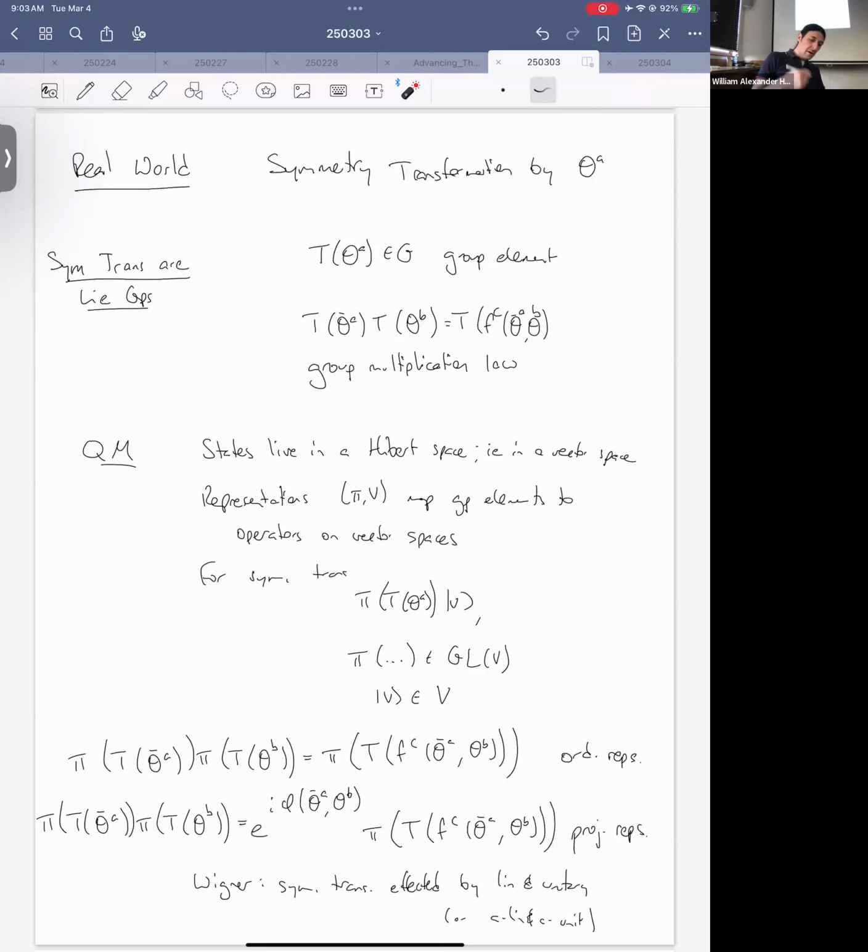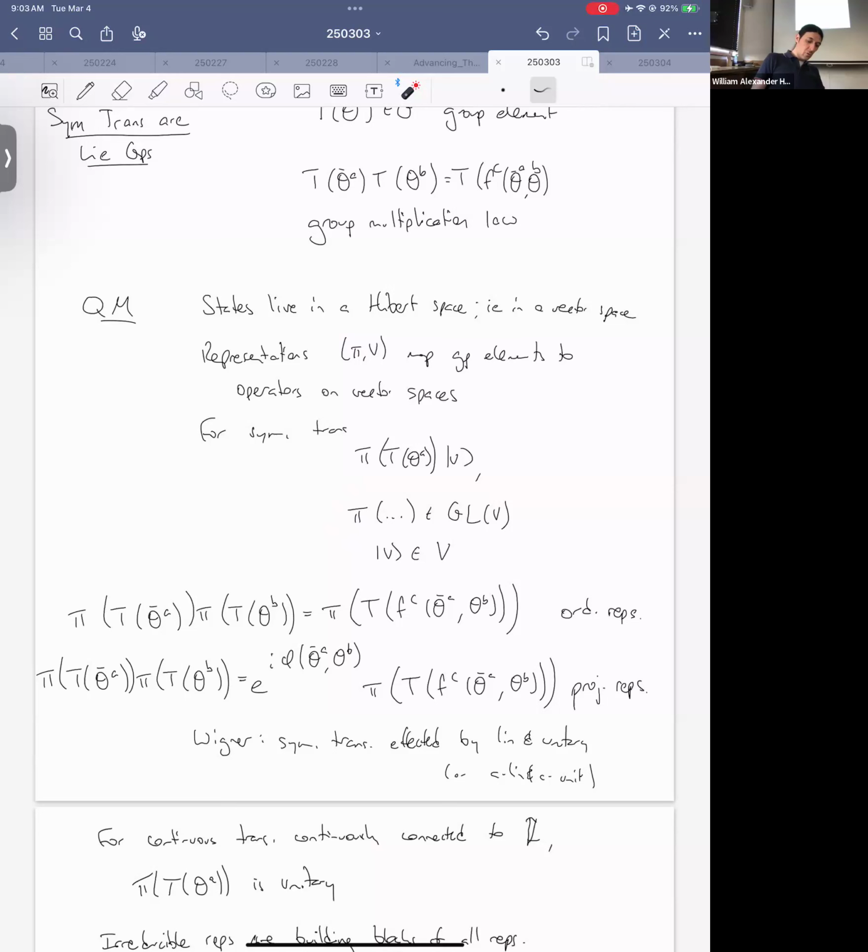Then we said that we want to do quantum mechanics. In quantum mechanics, the states live in a space, which is to say a complex vector space with an inner product, but in particular a complex vector space. We said that representations are a technical mathematical term that tells us how to take a group element via some map pi as an operator acting on some complex vector space V. So for some symmetry transformations, we have some map acting on the group element, which itself as an operator acts on some vector V. The V is an element of this complex vector space, and this pi is some element of GL(V), the general linear group on the vector space V.